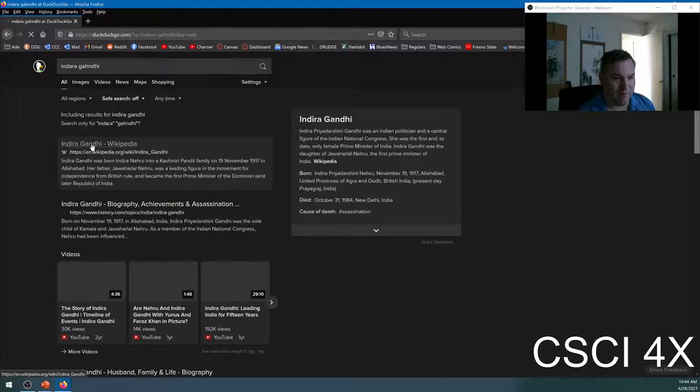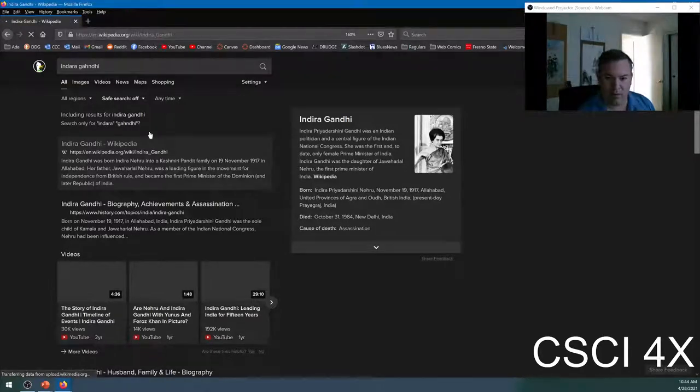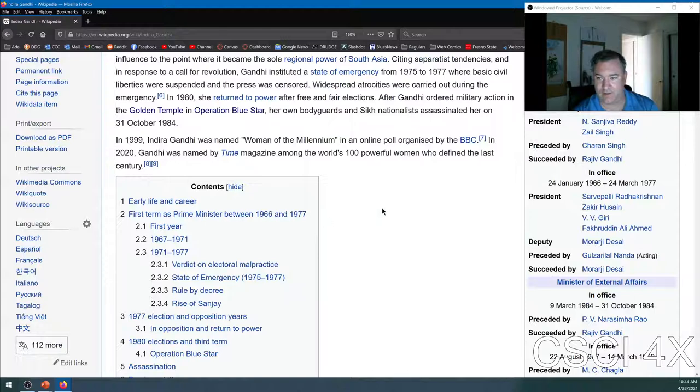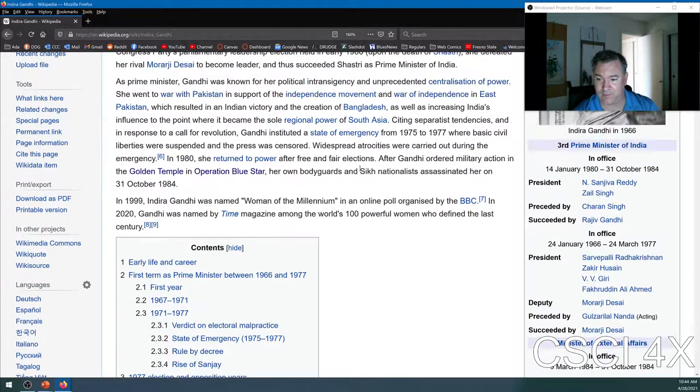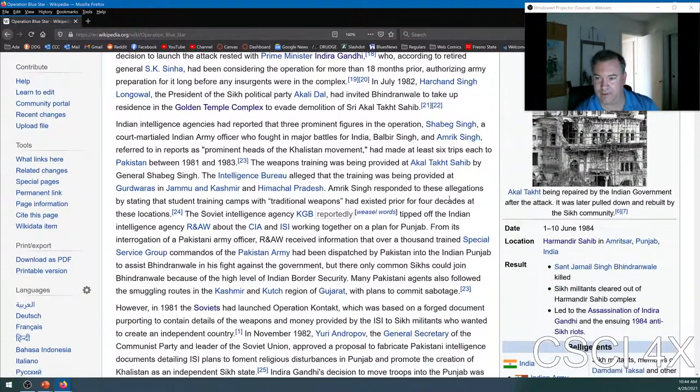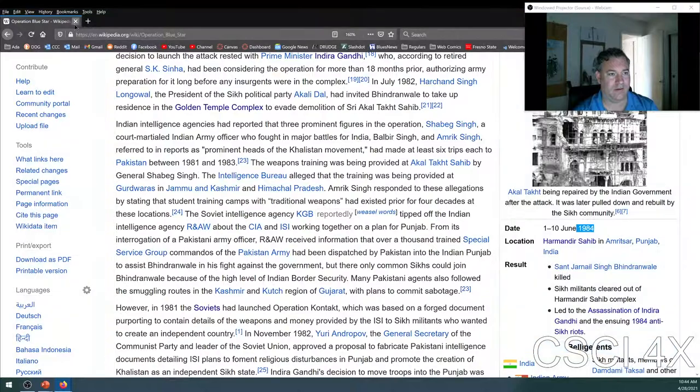Butchering the last name. Right. Prime Minister of India, who ordered an attack on the holiest site in Sikhism, and was then killed by her Sikh bodyguards afterwards. It's like if somebody attacked the Vatican, I figure we'd all know about it, right? But this is 1984, it's not like a super long time ago.